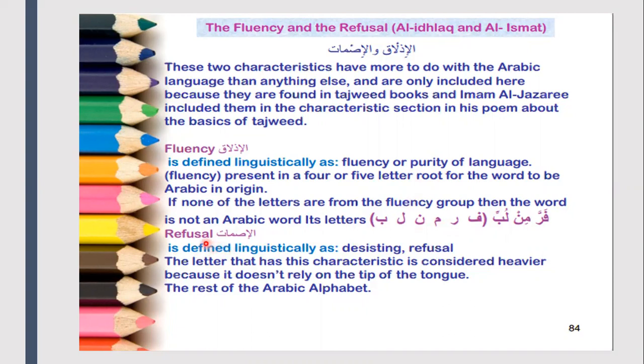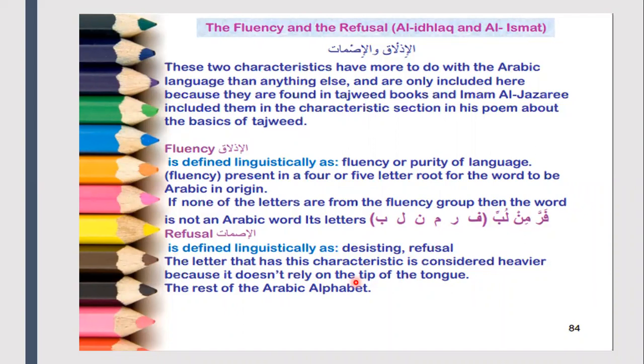And Ismaat, or refusal, means refusal because they are stronger letters and they're detesting and refusing to be emanated easily. So these letters are easier to pronounce because they use the tongue and the lips. Here, the letters are a bit more complicated, a bit heavier, and they require more effort. They require you to really delve into the characteristics and the makharij and exactly where they're coming from in order to emanate these letters correctly. So, for example, when we looked at isti'ala, we said that the tongue should be elevated.